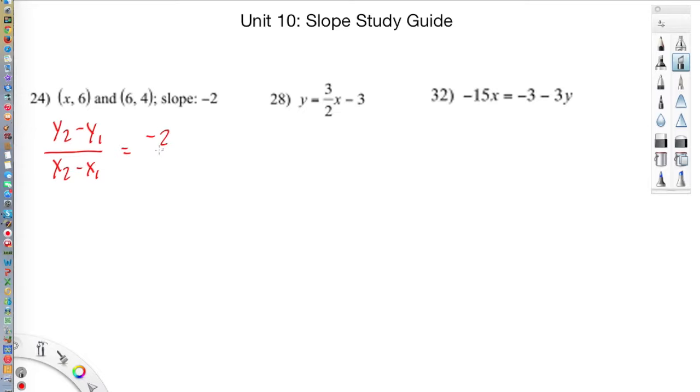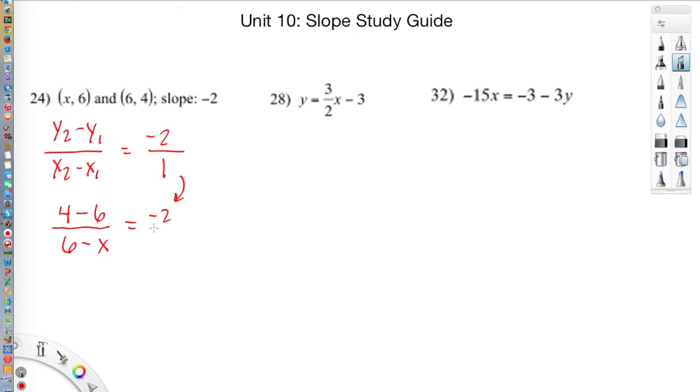My rise is negative 2, and that would make my run 1. Okay, so let's plug in or substitute our values. Y2 is 4 minus y1, which is 6. And then x2 is 6 minus whatever x is, which I'm going to figure out in a moment. Okay, so then we bring down this as well.